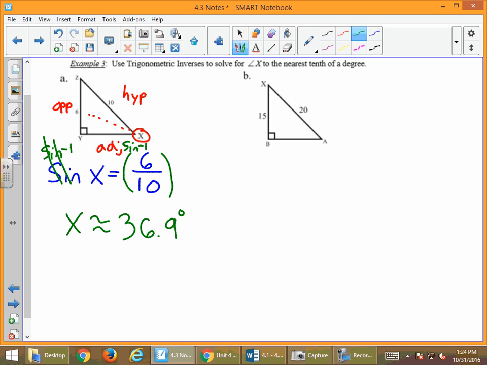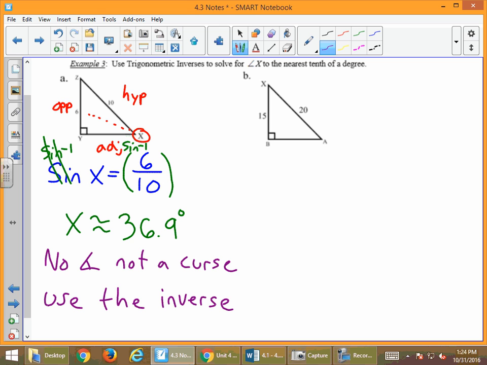Now, what is the little phrase to help you memorize this? What helps you memorize this? It says, no angle, not a curse, use the inverse. Not a curse, because, you know, it's Halloween. What do you mean curse? I'm just thinking of words that rhyme with inverse, okay? So, no angle, not a curse, use the inverse.